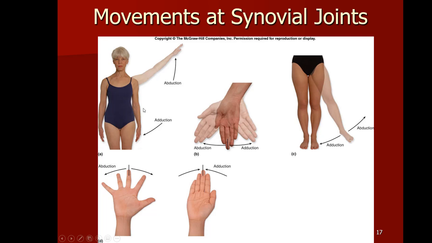All right, so moving on to abduction and adduction. Raising the arm like this is abduction, going away from the midline. Bringing it back down towards the midline of the body is adduction. Same thing with the leg: abduction going away from the body, adduction coming back. Talking about the wrist, abduction going away from the body, adduction going back towards the body. If you envision a midline of the hand, spreading your fingers out is abduction, bringing them back in, adduction.